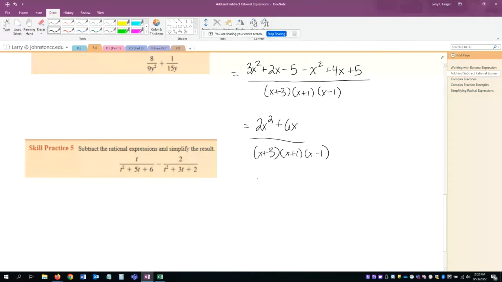Is there any more to do here? Look at that numerator. It's a binomial, but it has some common factors. So let's get those out, right? We need to be in factored form. 2x squared and 6x both have a factor of 2x. And what is that going to leave me? 2x squared divided by 2x is x. 6x divided by 2x is 3. Hey, wait a second. It's like I knew this was going to happen.